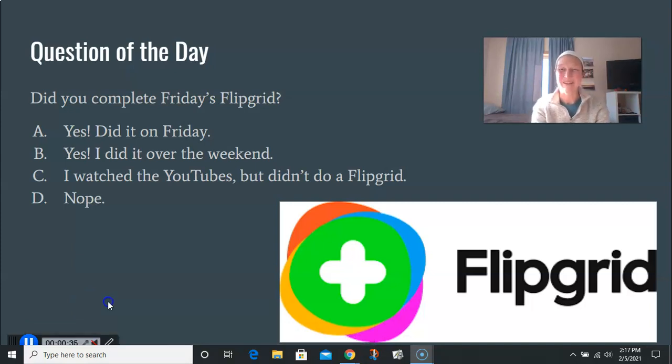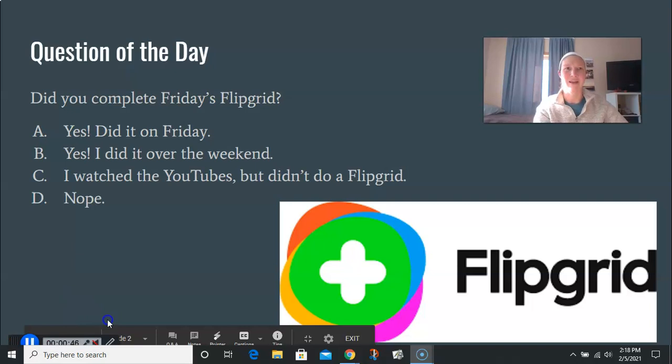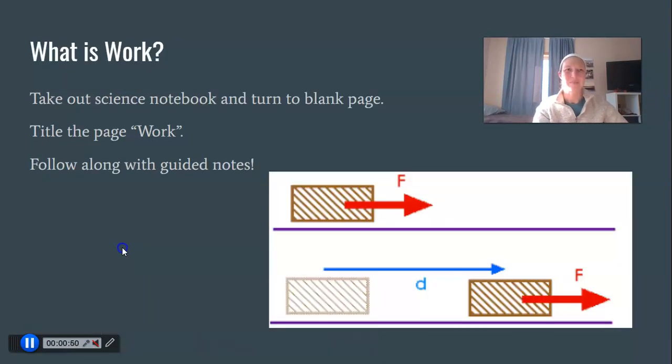Speaking of work, today we're going to talk a little bit about what work is in physics. Now that is going to be a little bit different than what you picture as work in the real world, or what your parents do, or what I as a teacher do every day. Work is going to be a little bit different than that. Now, we're going to take out our science notebook, turn to a blank page, and title the page work.